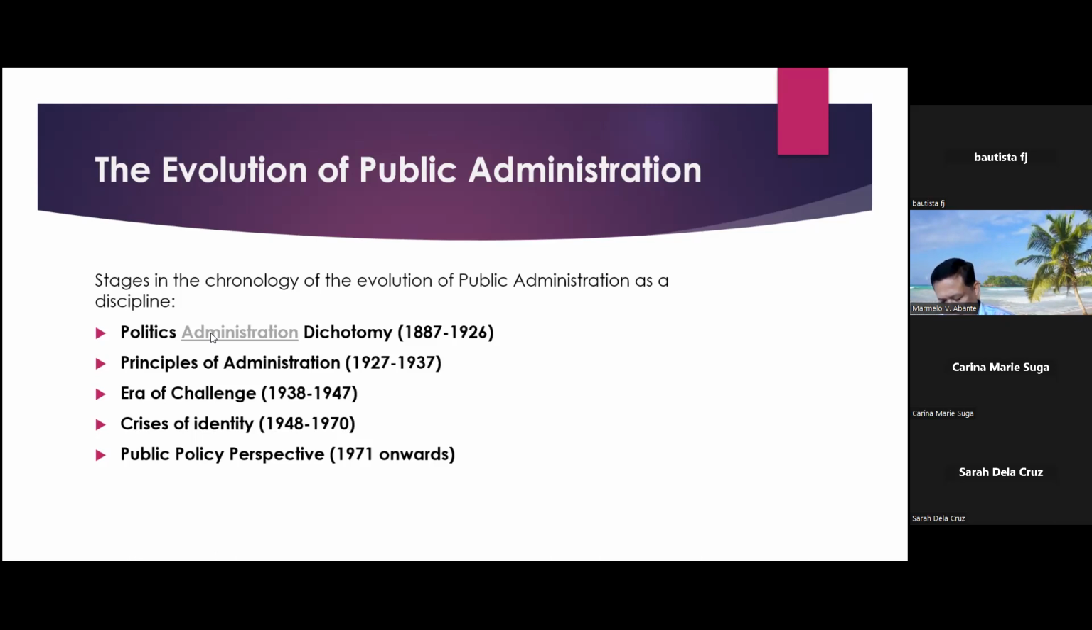The next stage of the evolution of public administration is called the era of challenges. The way in which public administration has developed over the years, its emphasis on principles, has faced some intellectual challenges with the publication of Chester Barnard's book, The Functions of the Executive.